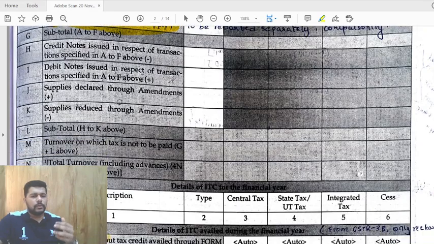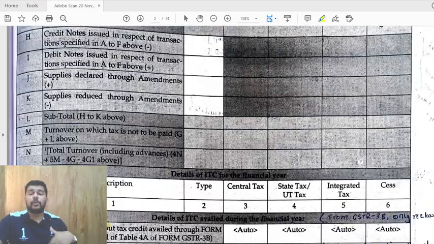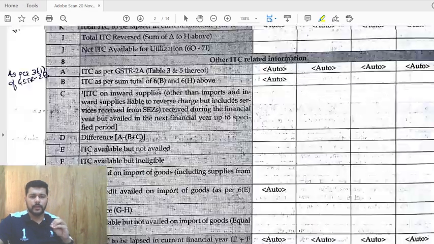Credit notes, debit notes and supplies which are made through amendments, again these are the credit notes and debit notes in respect of these exempted supplies. Again these are the credit notes which are to be reported, which were reported historically, मतलब जो 23-24 के दौरान रिपोर्ट किए गए थे, हम यही क्रेडिट नोट्स के बारे में बात करते हैं.